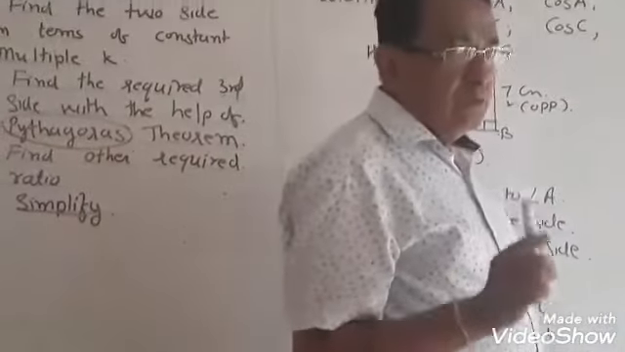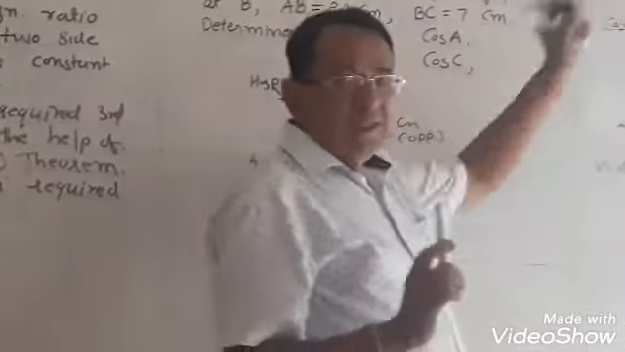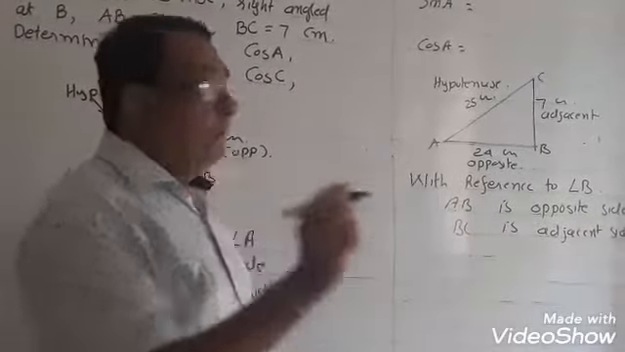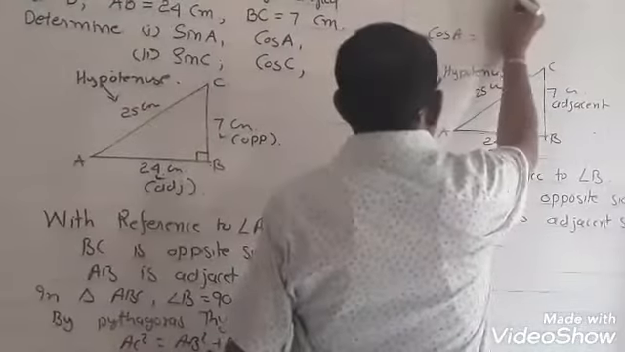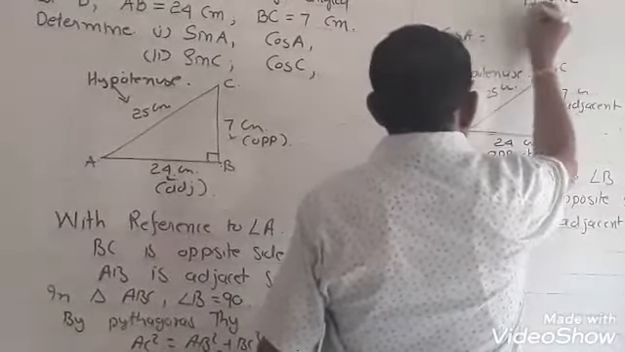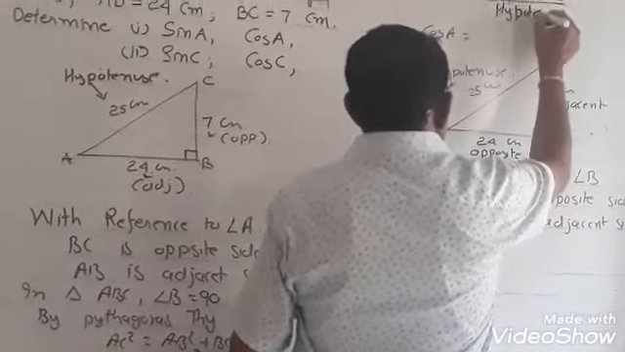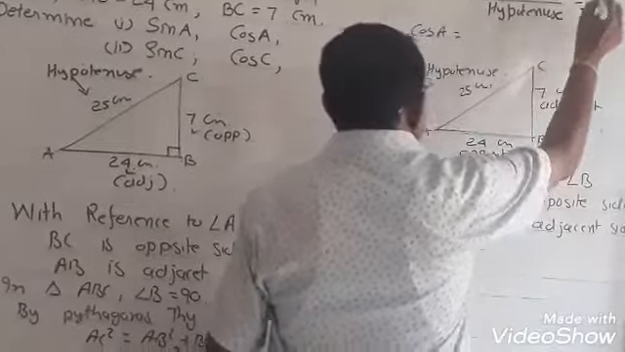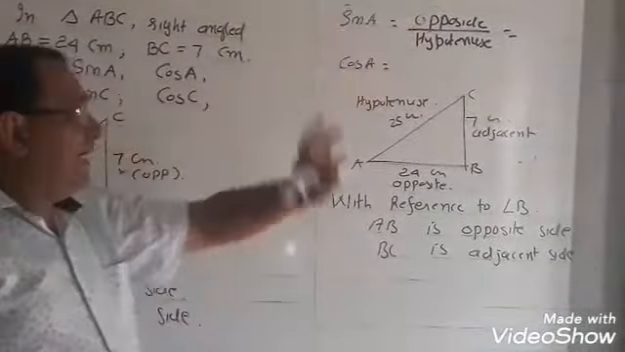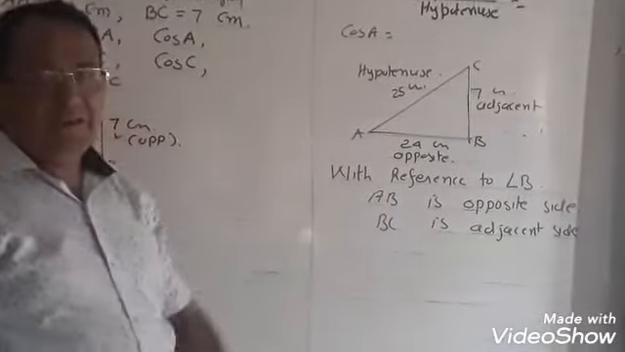Yesterday I told you that you must learn this. What is the definition of sin A? What is meant by sin A? Opposite side upon what? Hypotenuse. Memorize it properly. Otherwise, if you go into engineering, it is a part of your life. It will come up throughout your life.